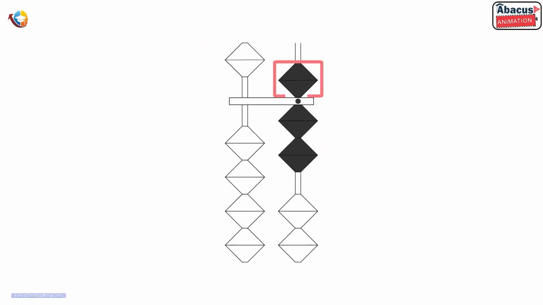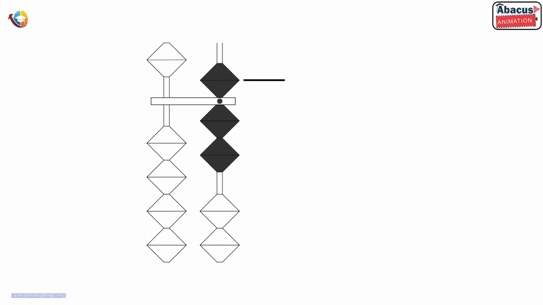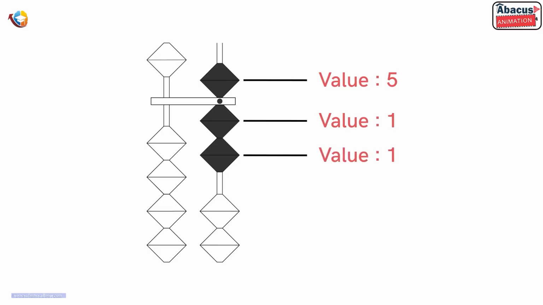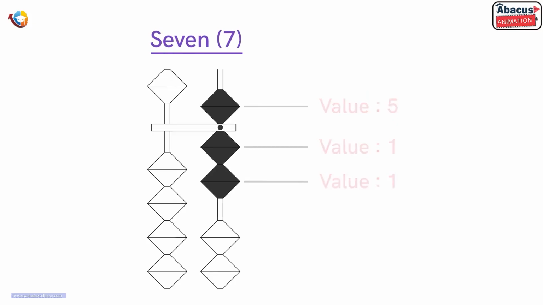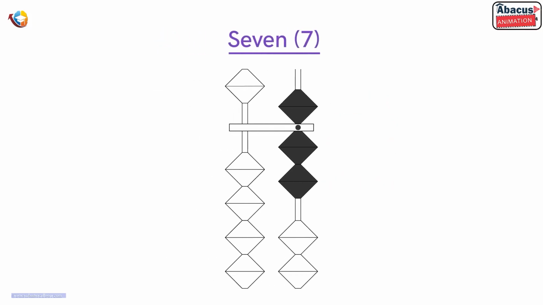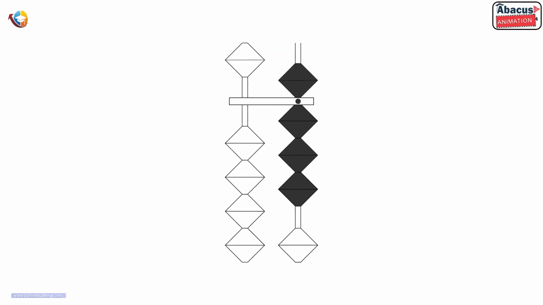Here, the upper bead and the 2 lower beads are touching the center bar. Let's count the numbers. The upper bead is 5. This lower bead will become 6 and the next one will become 7. So, the value of the abacus is 7. Children, always remember that while counting the numbers after 5, you will always count the upper bead first and then count the lower beads.